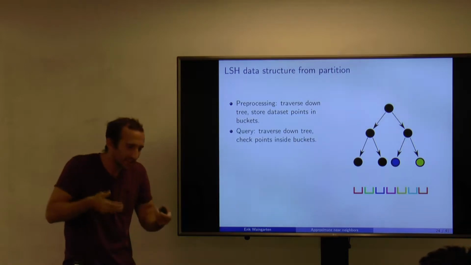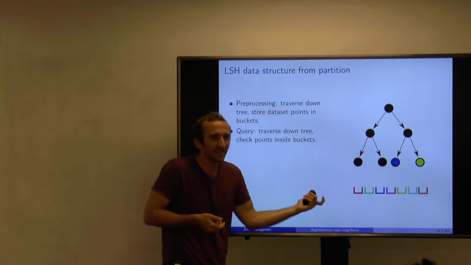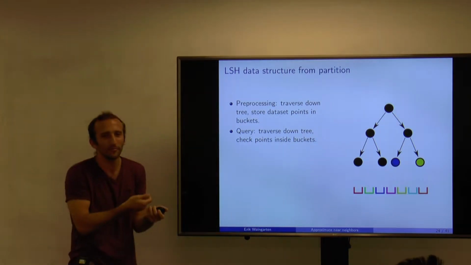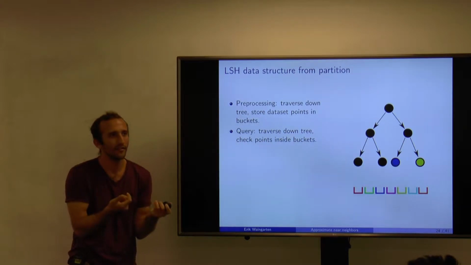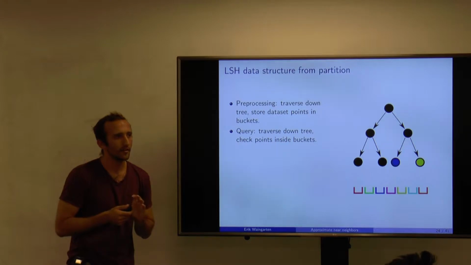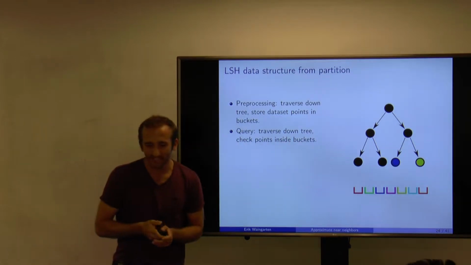But now during the query, I'll do just the same thing with the query point, and then I'll look in the bucket, I'll check if there's any data set point inside the bucket. If there is, I'll compute the distance to that point. And if I find the near neighbor, I'll return it. Okay, so is the data structure clear from this partition? Yeah. But the analysis is pretty simple.